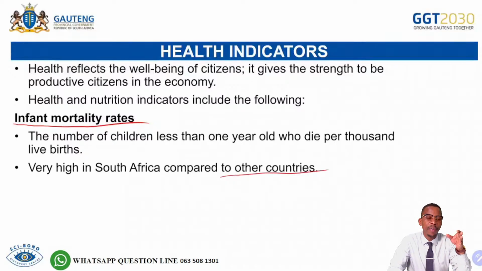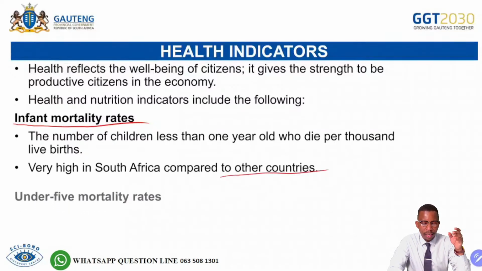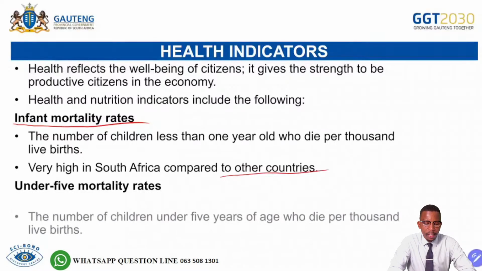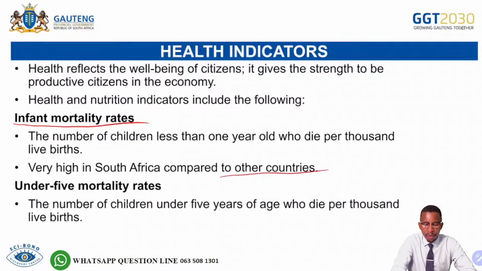So in South Africa, we are faced with the issue of a high level of infant mortality. Under 5 mortality rate. In this situation, we are referring to children that die before reaching 5 years. So this might be caused by the likes of malnutrition and other diseases.